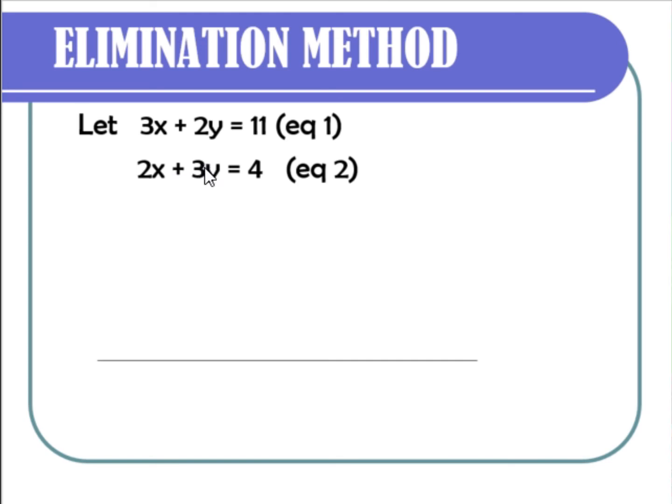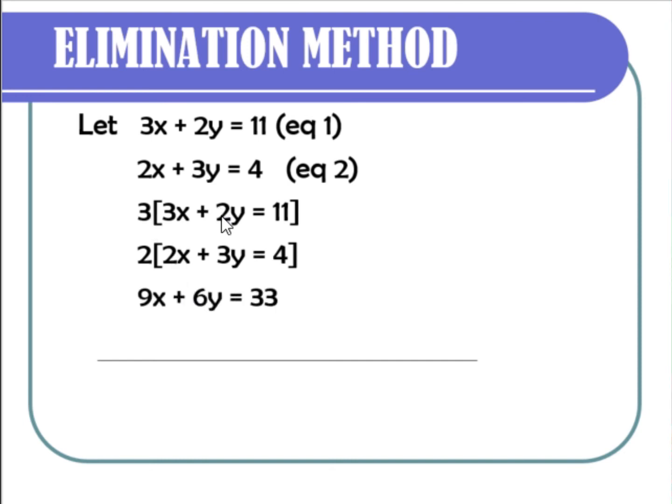Para mangyari ito, halimbawa ay gusto nating i-eliminate ang y. So, yung coefficient ng y sa equation 2 na 3 ay imumultiply natin sa equation 1. At yung coefficient ng y sa equation 1 na 2 ay imumultiply naman natin sa equation 2. So, ang mangyayari, yung equation 1 will be multiplied by 3 at yung equation 2 ay imumultiply naman natin by 2. So, we now have 3 times 3x is equal to 9x.